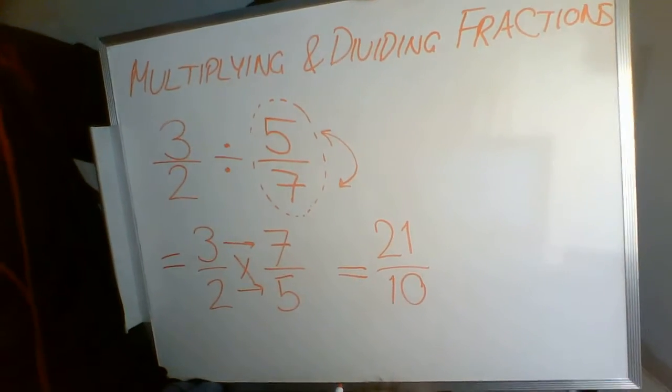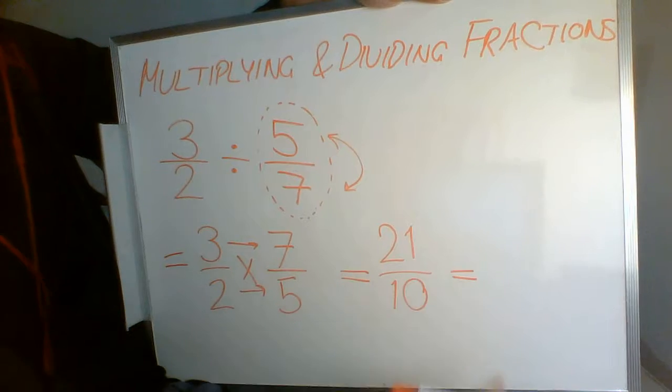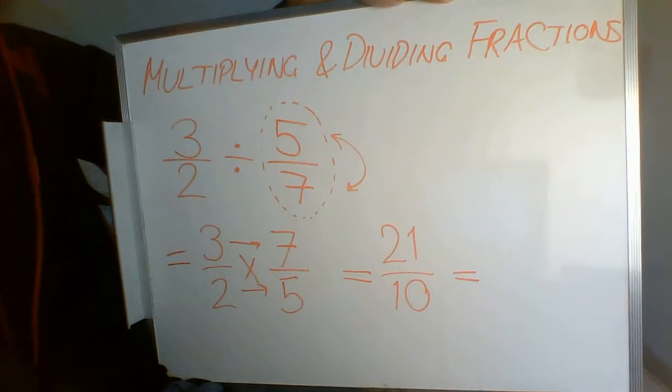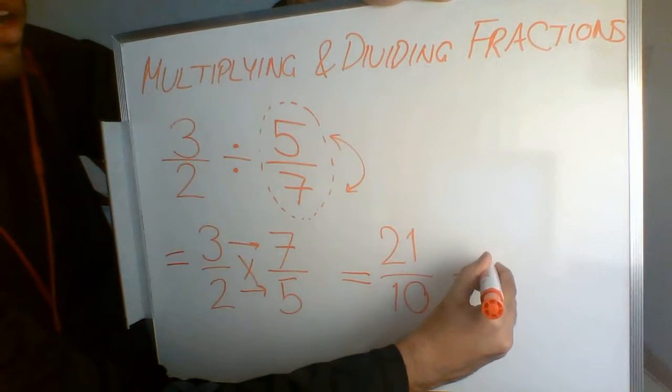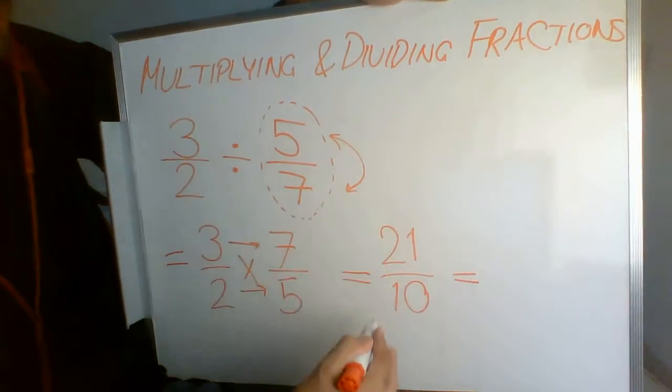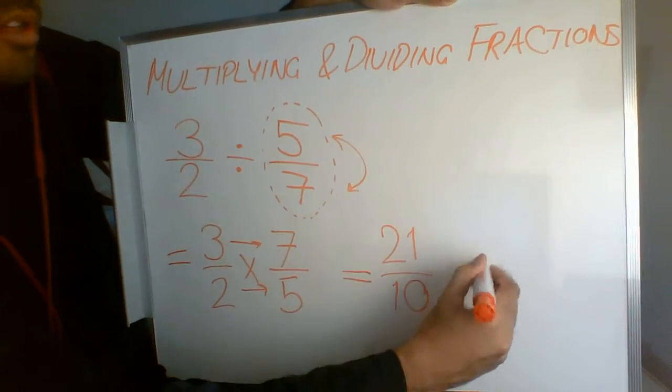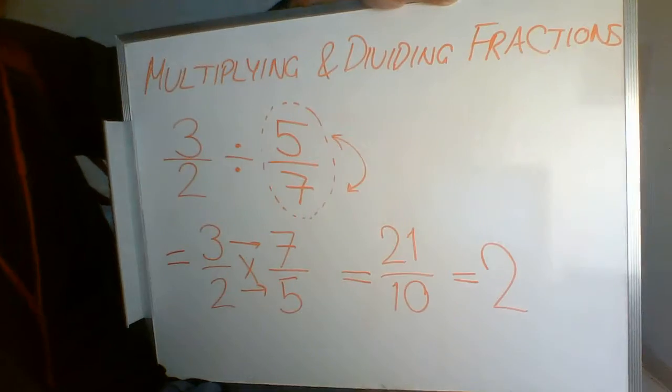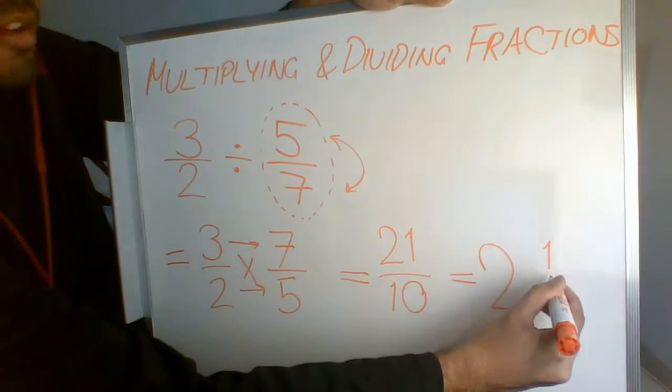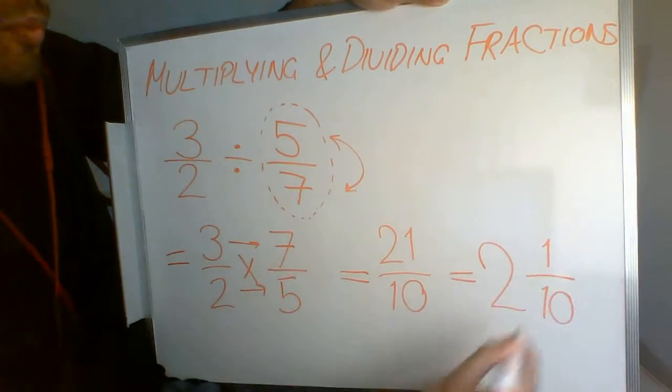It's an improper fraction, which, again, if you'd like, I encourage you to get into the habit of reducing these, and reducing as much as you can, and if you have an improper fraction, convert it to a mixed number. So if we convert this one to a mixed number, we should be left with 2 and 1/10.